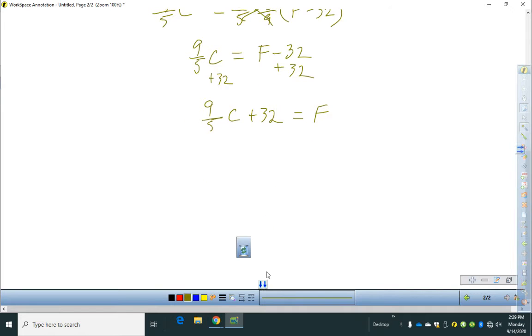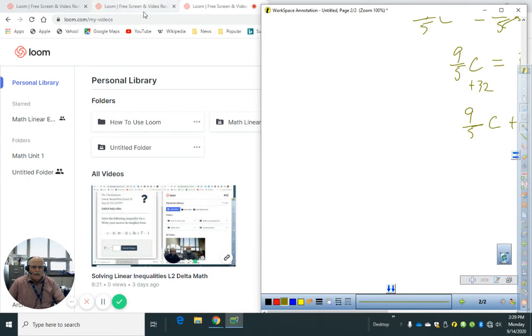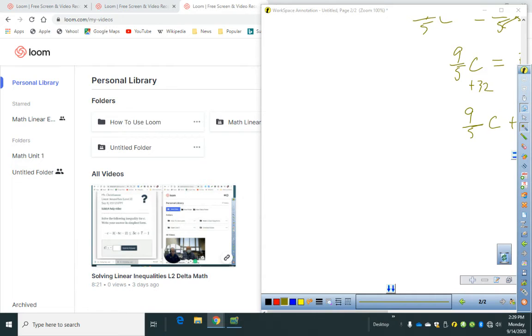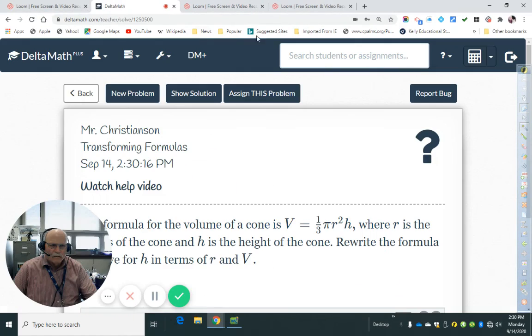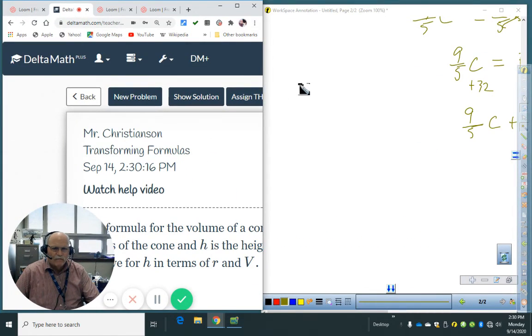So now let's have a look then at one of the Delta Math items. And I don't think I have Delta Math open, so let me open it up over here. And then we're gonna do one or two of the Delta Math problems. I think that was similar to one of them right there that I just did. So that shouldn't be an issue. And in Delta Math, they call this transforming formulas.